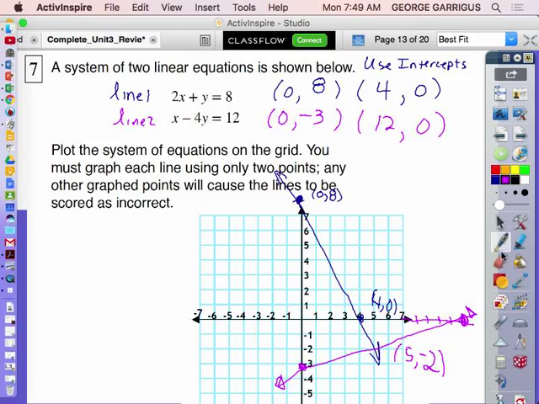If I put 5 in for the x and -2 for the y, that will give me 10 plus -2 is 8. Check. And if I put that in the other equation, that's 5 plus 8 equals 12. That's not correct. So we might have a mistake here. Let's go back to our graph.